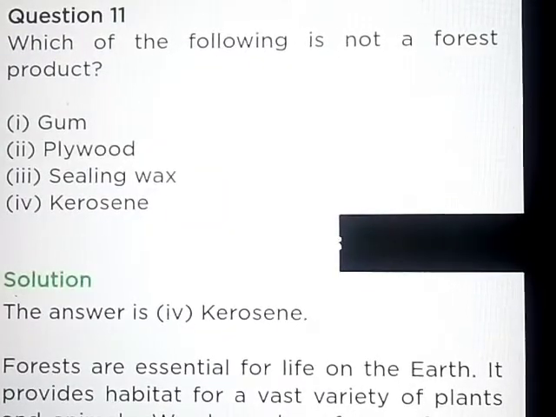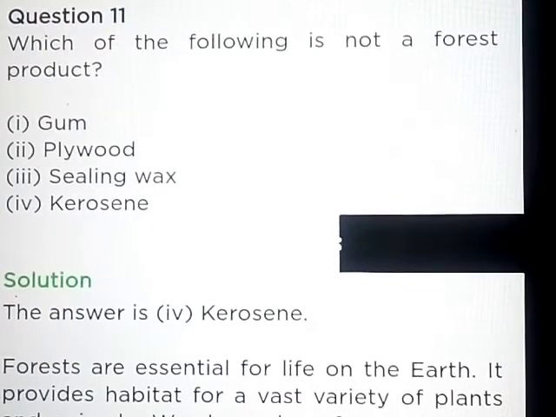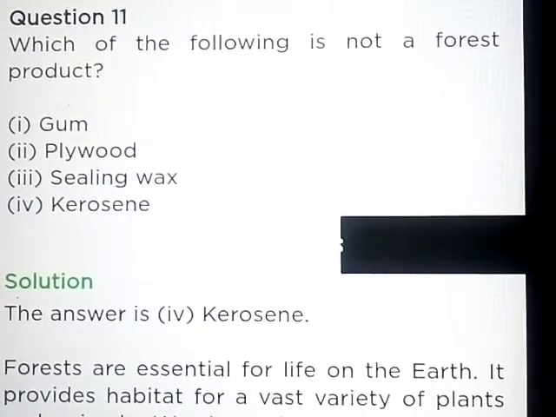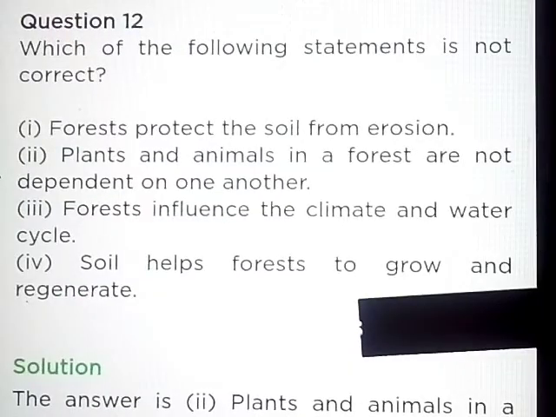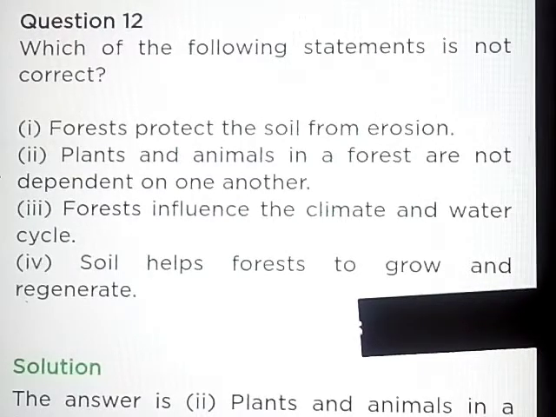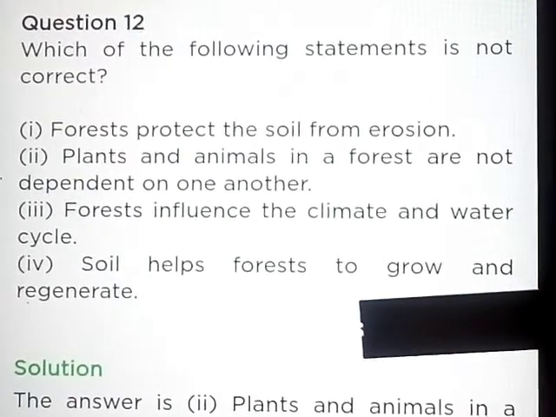Question number 11. Which of the following is not a forest product? Answer. Kerosene. Question number 12. Which of the following statements is not correct? Answer. Second. Plants and animals in a forest are not dependent on one another.